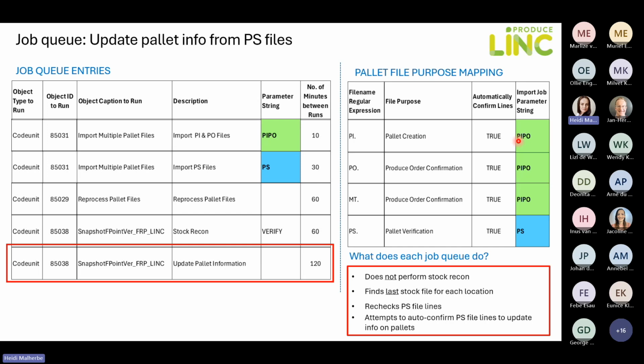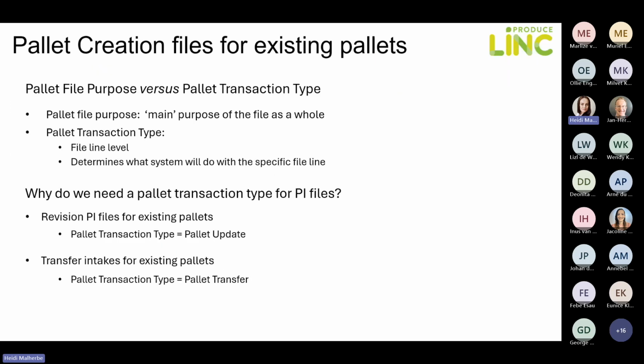So your question might be, okay, I've mapped my PI files for pallet creation. Then how's the system going to know that the pallets in a certain PI file must be dealt with not as pallet creation, but as something else? If the main purpose is already creation, aren't we still going to get the "pallet already exists" error? So that's why we built a pallet transaction type that you probably have already seen within your pallet file lines. We'll share some screens in a moment as well.